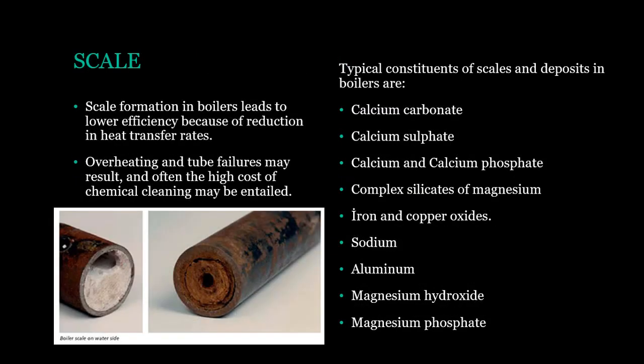Scale formation in boilers leads to lower efficiency because of reduction in heat transfer rates. Overheating and tube failures may result, and often the high cost of chemical cleaning may be entailed. Typical constituents of scales and deposits in boilers are calcium carbonate, calcium sulfate, calcium phosphate, complex silicates of magnesium, iron and copper oxides, sodium, aluminum, magnesium hydroxide, and magnesium phosphate.